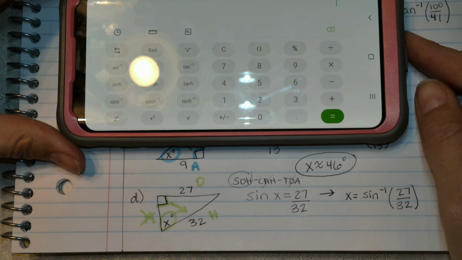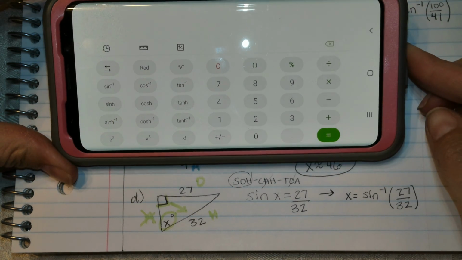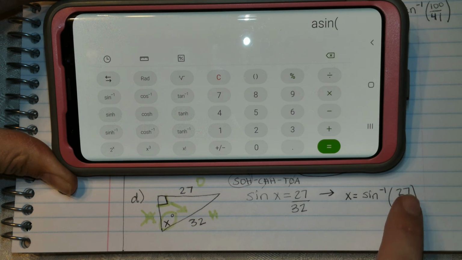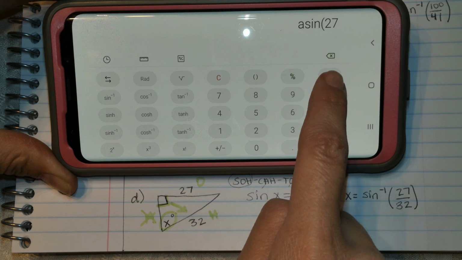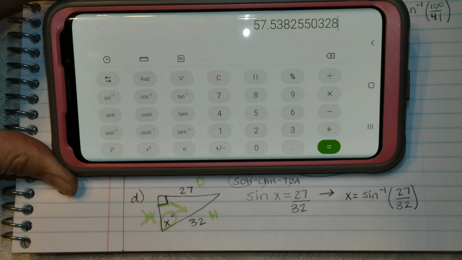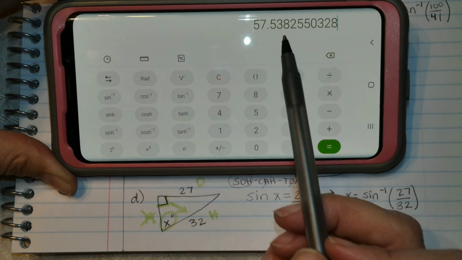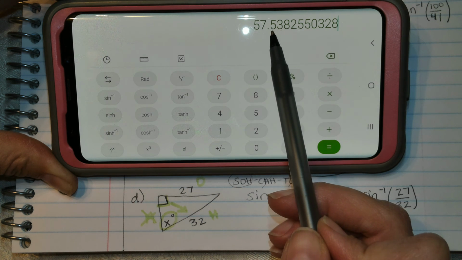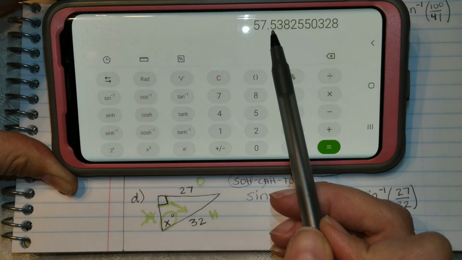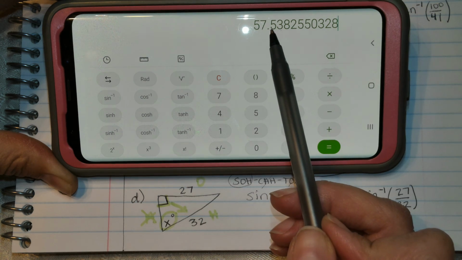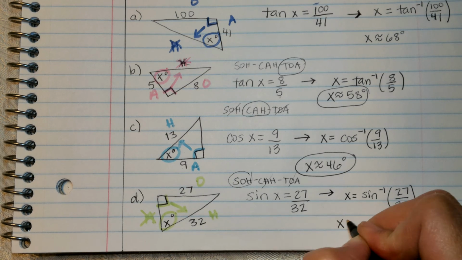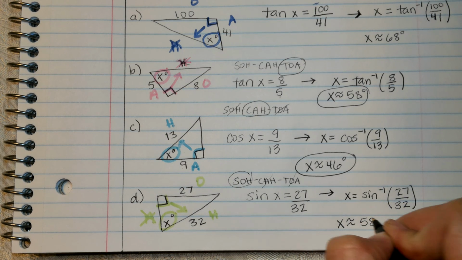Okay, so I think I can show the whole thing. So I put sine to the -1, 27 over 32. 27 divided by 32 equals, rounds to the nearest whole number. Ooh, so this one's a little tricky for rounding. It's 57.53. The 3 doesn't really matter though. All that matters is that 0.5. If it is 5 or bigger, you do round up. So since it's a 5, I have to round up to 58. So x is approximately equal to 58 degrees.